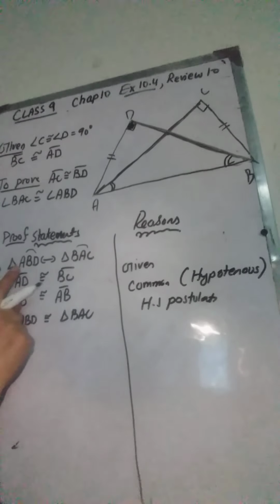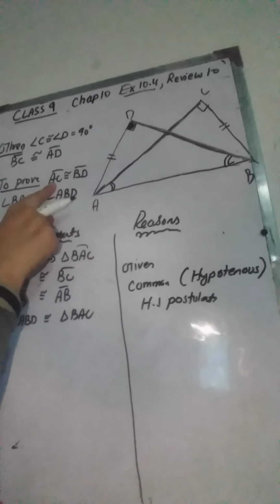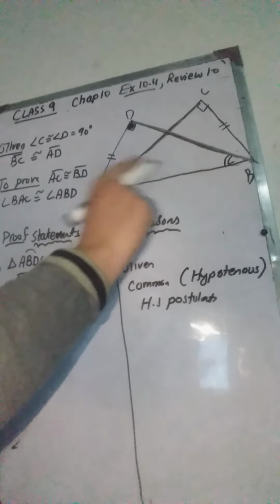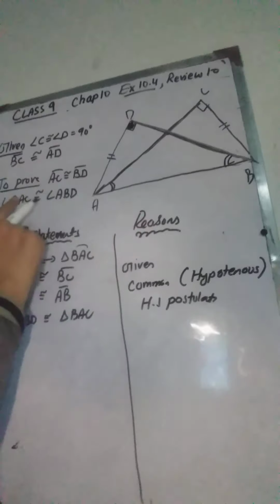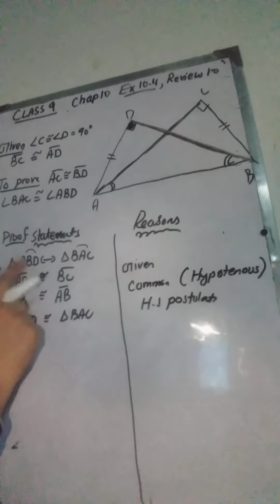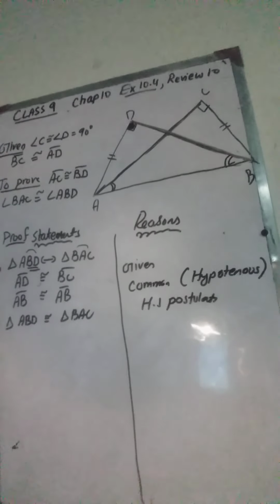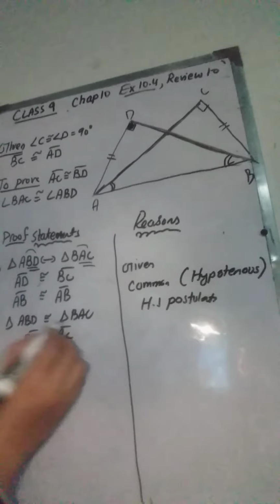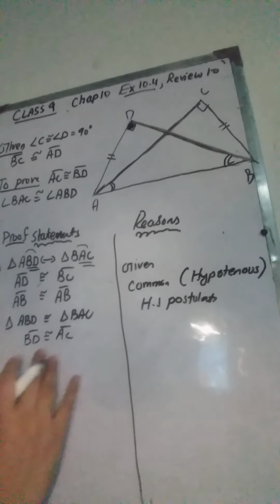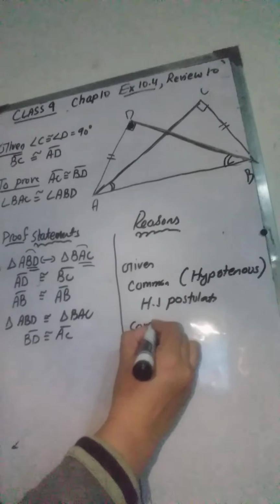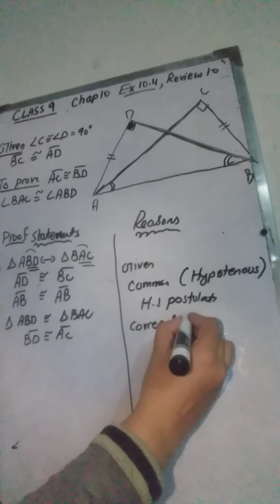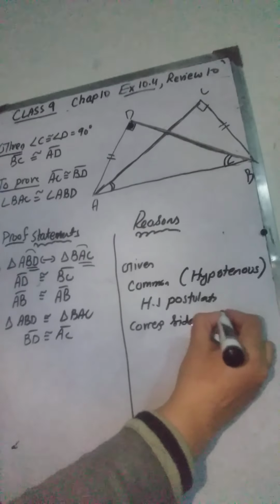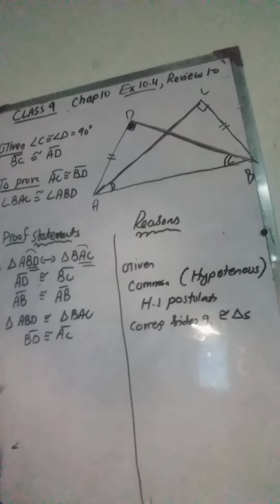Now, corresponding to BD of the triangle ABD, we have the side AC. So BD will be congruent to AC because these two triangles are congruent. Their corresponding sides are also going to be congruent. Corresponding sides of congruent triangles. Okay, BD is congruent to AC.